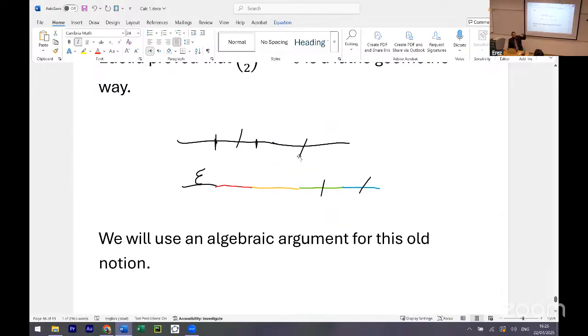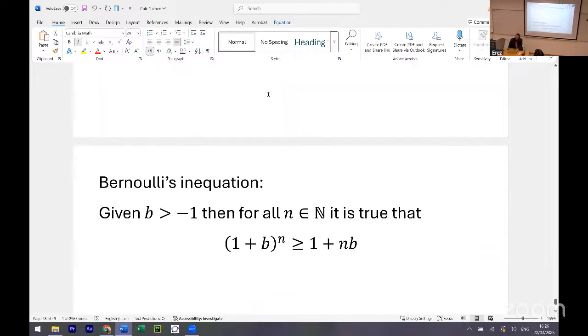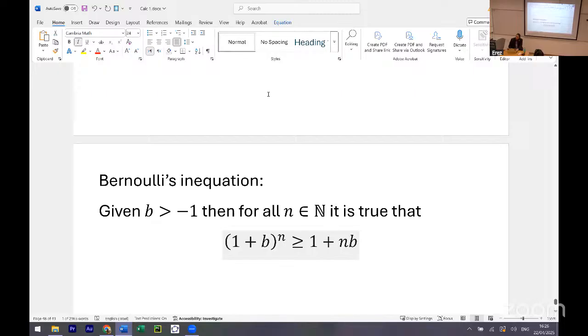Euclid started with 1 over 2 to the n goes to 0, and the modern version starts with the infinity and then deduces about the 0. You will see in the induction step. You don't have to, and I actually don't use it for the minus 1. But it's the most natural way to say it. Actually, Bernoulli's inequality, sorry, is also true for rational numbers. It's more than that, but that's enough for what we need.